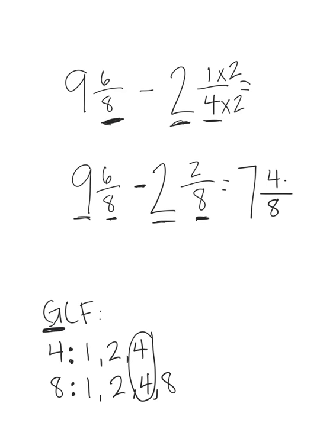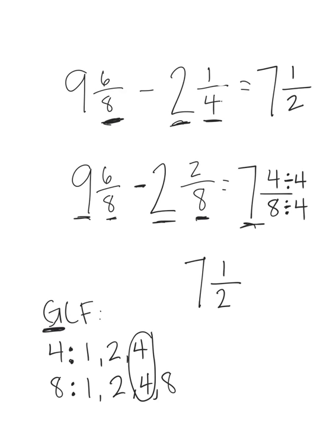So we're going to take that 4 and we are going to divide my numerator by 4 and my denominator by 4. Okay, now remember, your whole number 7 stays the same. Okay, so it's 7. I know that 4 divided by 4 is 1. 8 divided by 4 is 2. So it simplifies down to 7 1/2. Okay, well, I made a mistake right there. Let me fix that. There we go. So I know that if I have 9 6/8 minus 2 1/4, my answer is 7 1/2.